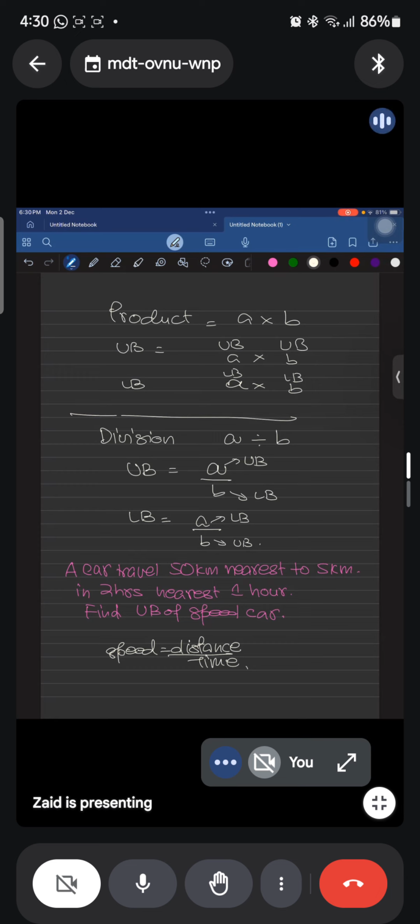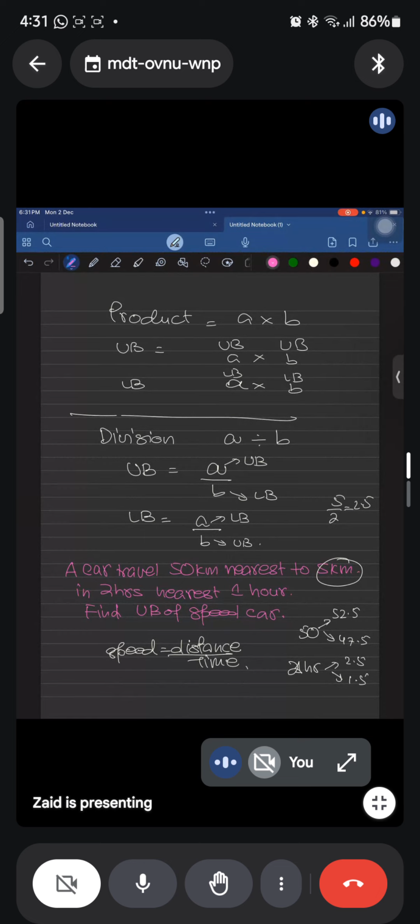Okay. So 50 kilometers, nearest to 5, is 2.5 now. 2.5 divided by 2 is 2.5, so 52.5. For time, it is 1 hour, nearest to 2 hours, nearest to 1 hour. So 2.5 and 1.5.